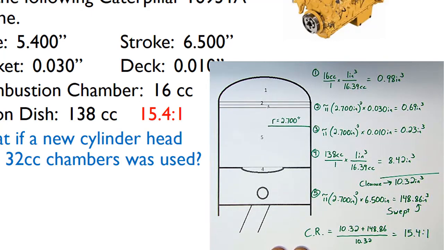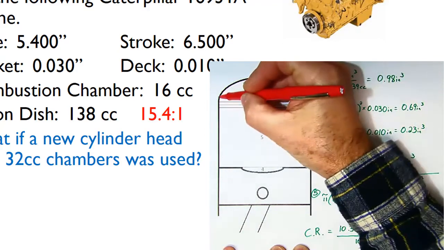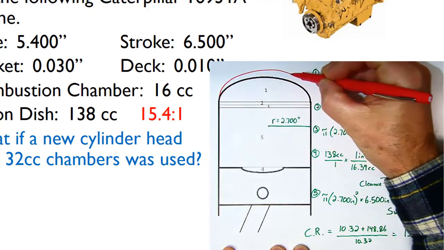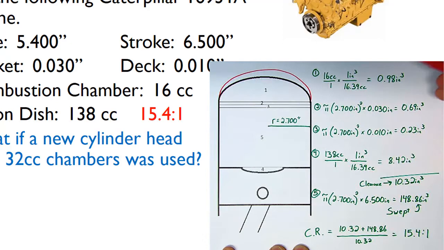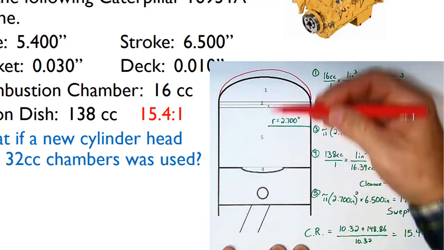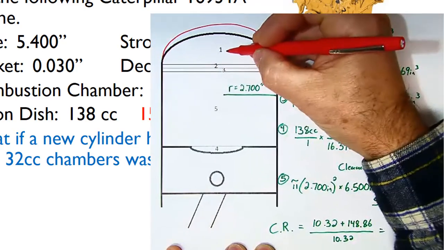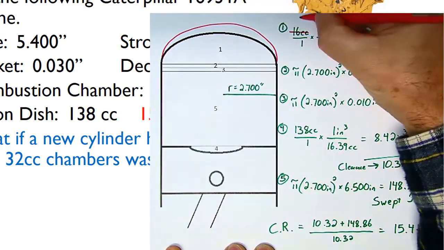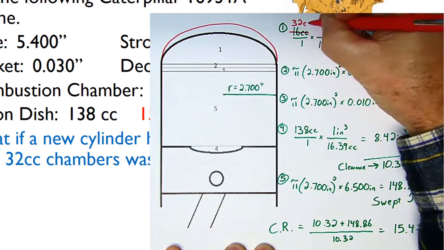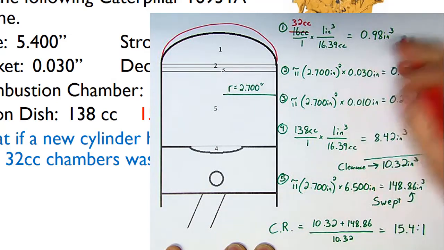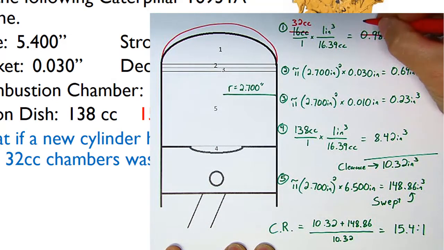Our question is, what if we put on new cylinder heads that have 32 cc combustion chambers? So we're going to swap these out for combustion chambers that are a little bit bigger. Well, of course, of these 5 volumes, that's the only one that changes. Volume 1 gets larger, so instead of 16 cc's, it is now 32 cc's. And so instead of 0.98 cubic inches, we get 1.95 cubic inches.